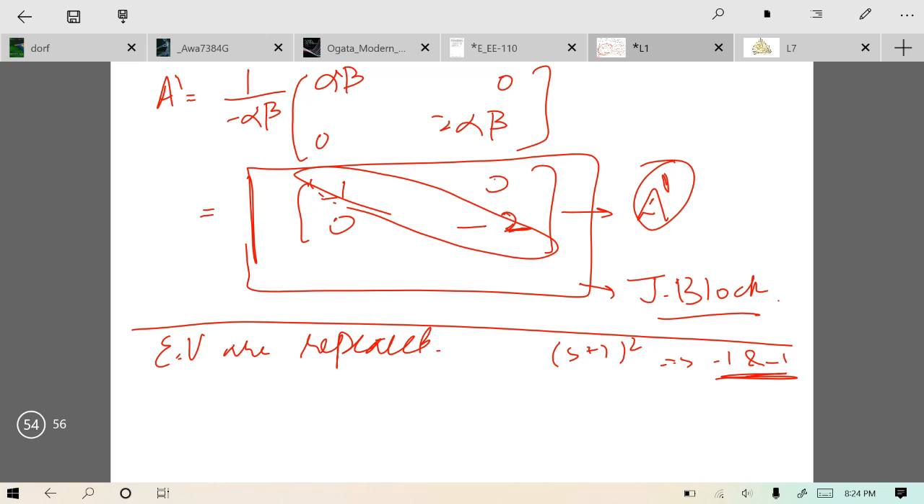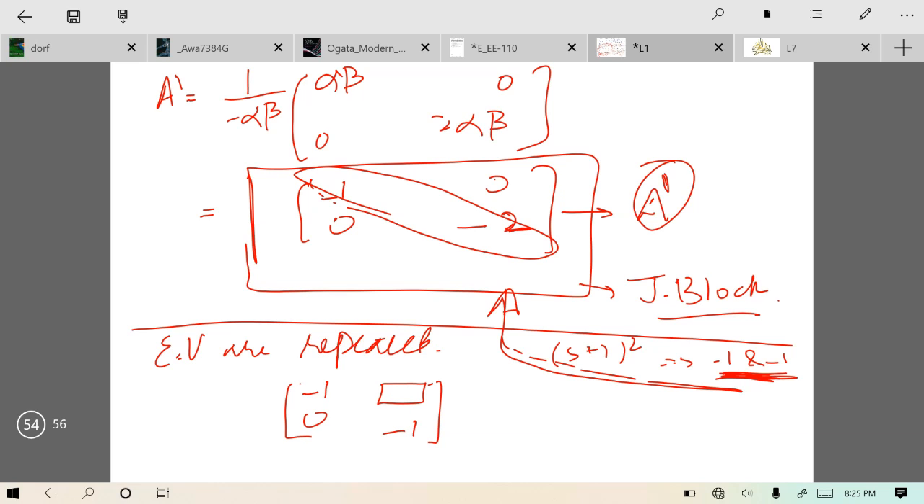For example, for this block, let's suppose there were two eigenvalues, minus 1 and minus 1, then what would happen to the above Jordan block? For example, this is minus 1 and this is minus 1. This would be 0. Now what would be over here?